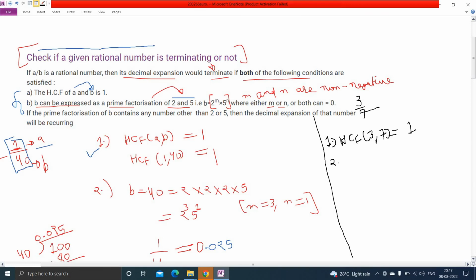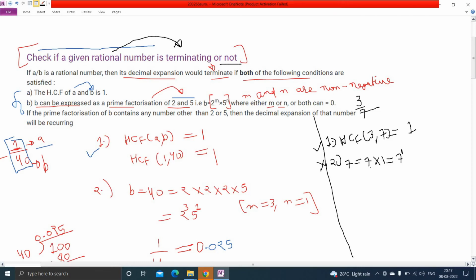And what is the second condition? The prime factorization of b, the denominator, should be of the form 2 to the power m into 5 to the power n. But the prime factorization of 7 we can write as 7 into 1, so it is of the form of 7, not of 2 to the power m or 5 to the power n. Even if I raise it to the power n, it is still 7. It is violating the second condition. The first condition is satisfied, but the second condition is not satisfied. So I can say this rational number is non-terminating.